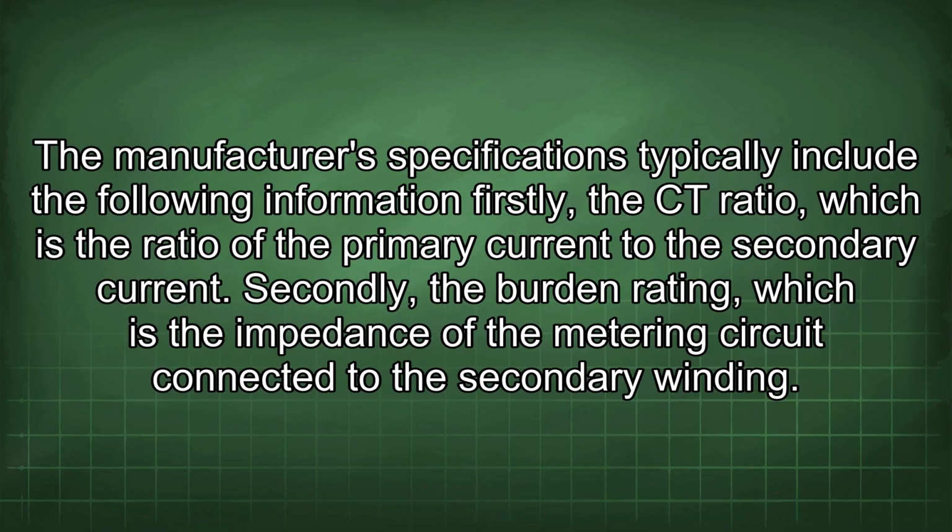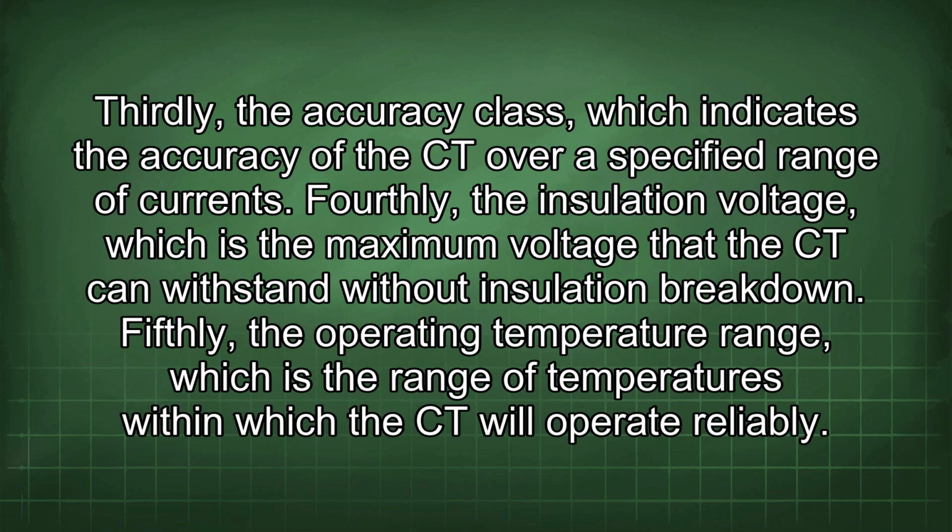Secondly, the burden rating, which is the impedance of the metering circuit connected to the secondary winding. Thirdly, the accuracy class, which indicates the accuracy of the CT over a specified range of currents. Fourthly, the insulation voltage, which is the maximum voltage that the CT can withstand without insulation breakdown. Fifthly, the operating temperature range, which is the range of temperatures within which the CT will operate reliably.